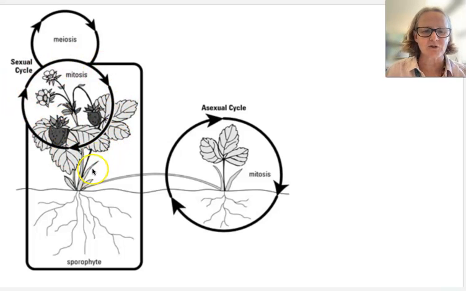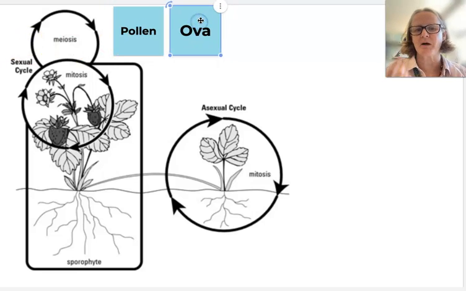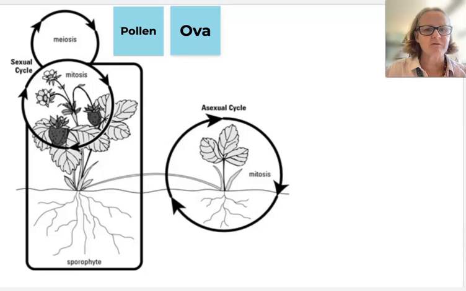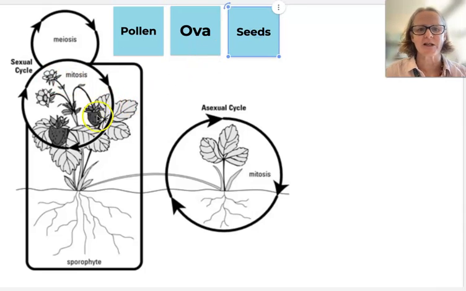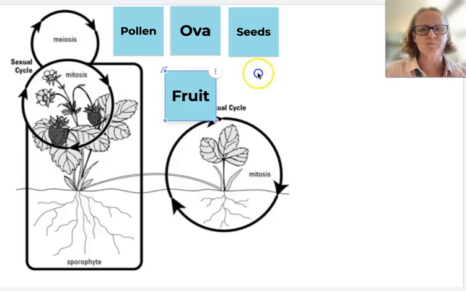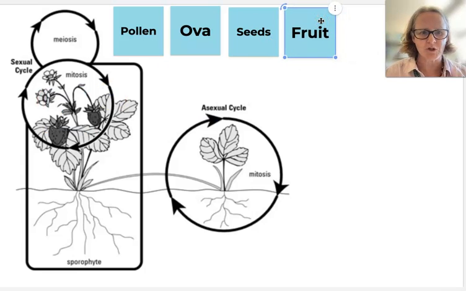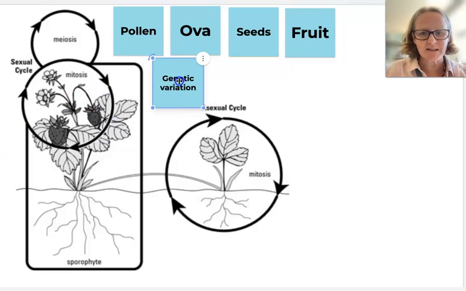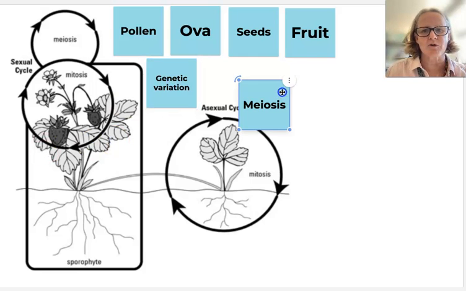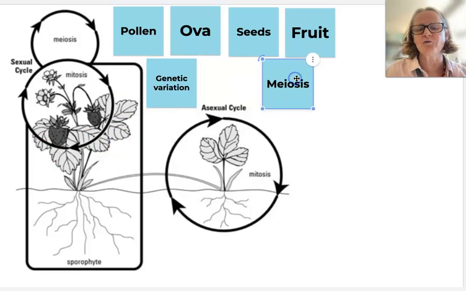This is a little picture of a strawberry plant, and you can see that over on the left here we've got pollen and we've got ova. They're being made by meiosis. They're generating seeds. The seeds are actually on the surface of the strawberry, and that is a fruit. So that's what we've been used to when we're considering reproduction in plants, and we've got genetic variation, and that's because the pollen and the ovum, or the ova, have been made by meiosis.